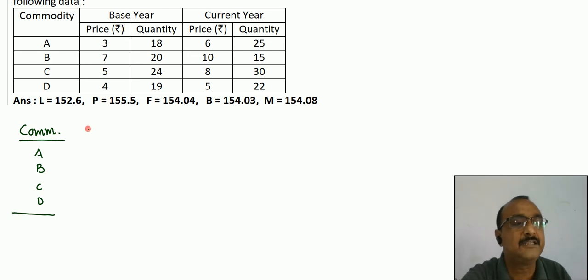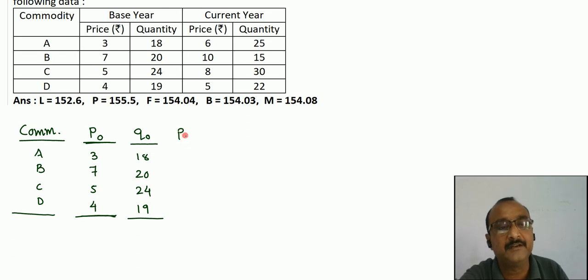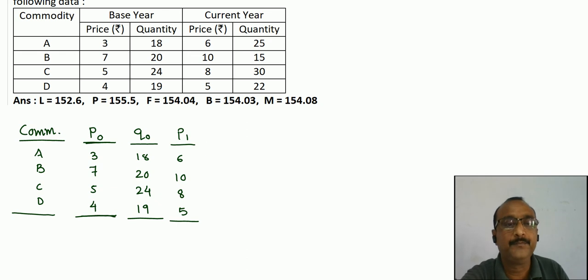Price of base year is P0, given by 3, 7, 5 and 4. Quantity of base year is Q0: 18, 20, 24, 19. Now current year: price is P1, which is 6, 10, 8 and 5. Quantity of current year is Q1: 25, 15, 30 and 22. Okay, this is our question.